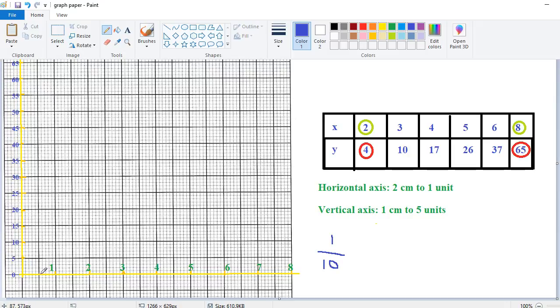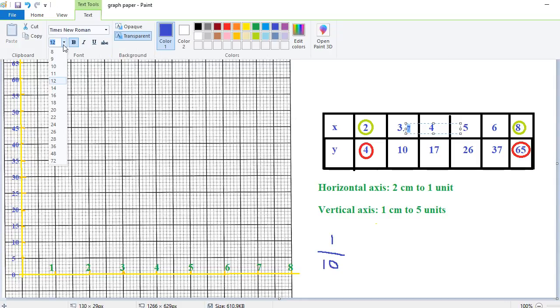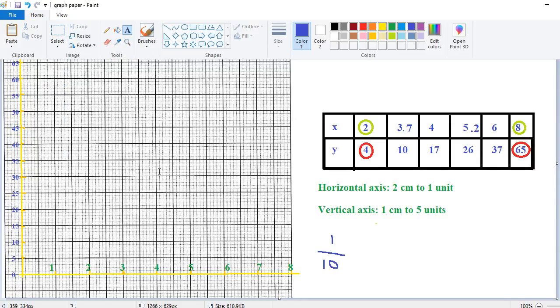So up to here would give me 0.5, 0.6, 0.7, 0.8, 0.9, right? So if my data had 3.5 on the x, here's 3, then 0.1, 0.2, 0.3, 0.4, 0.5. 0.5 will be right here on this line, okay? So just for fun, let's drop in some decimals as well. Okay, so we know that on our horizontal, each tiny block represents 0.1.